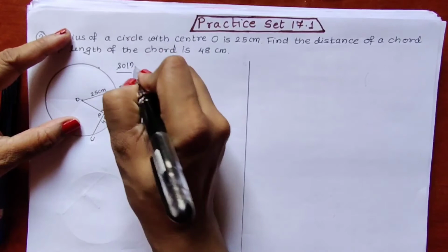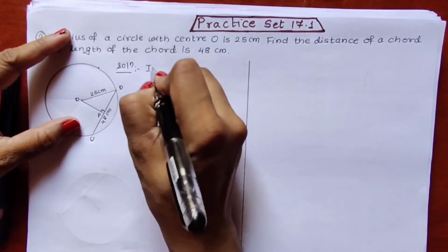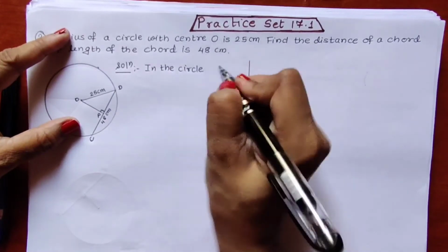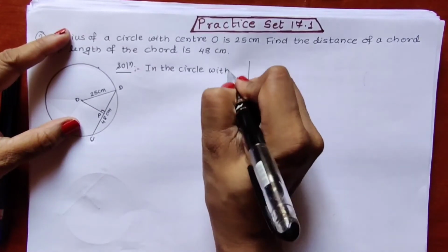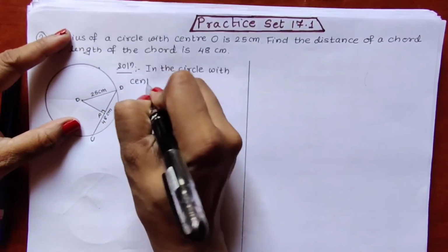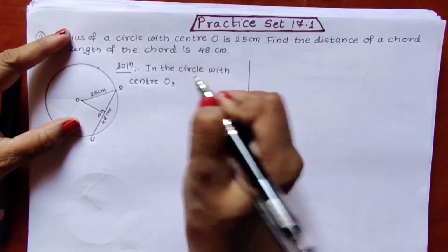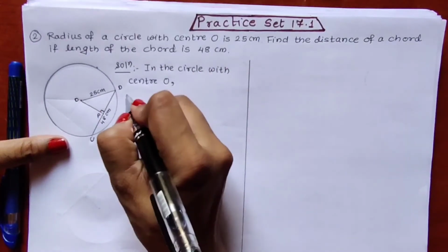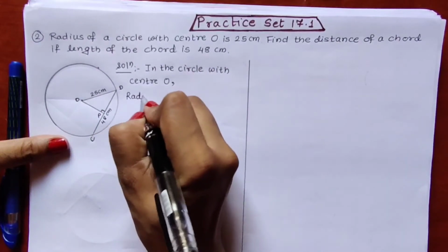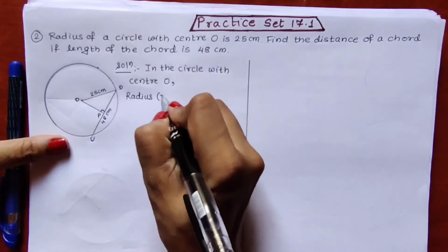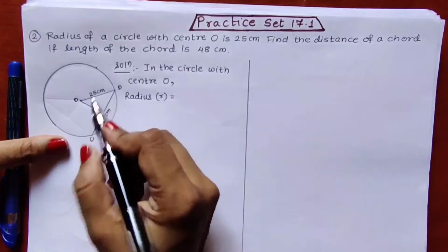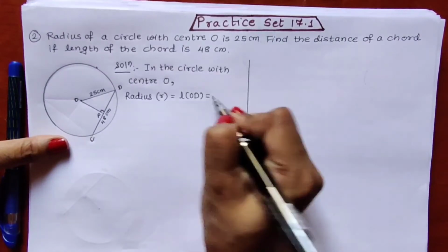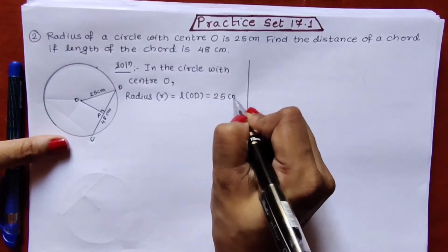Solution: we start by writing the name of the circle. In the circle with center O, radius r is length OD. So length OD is equal to 25 centimeter. This is given to us.